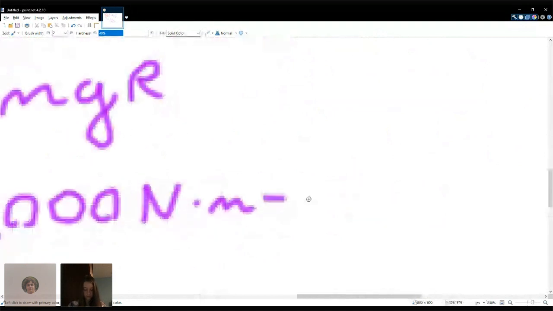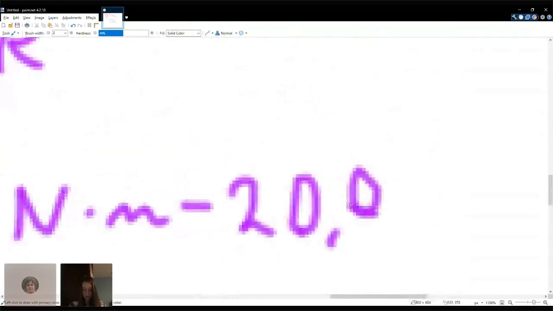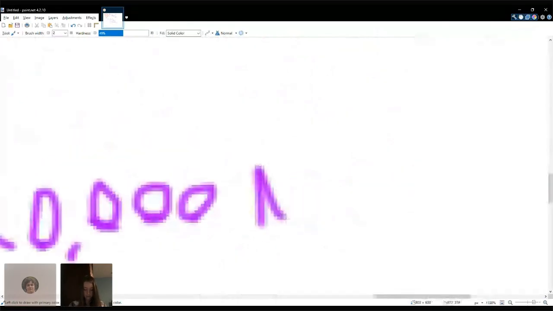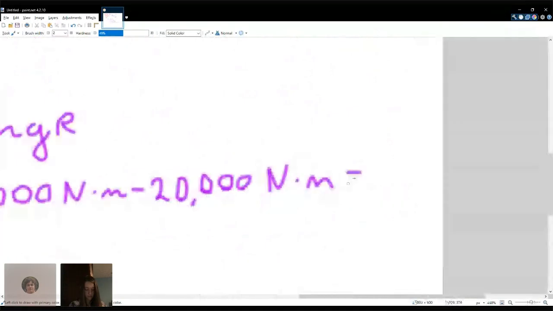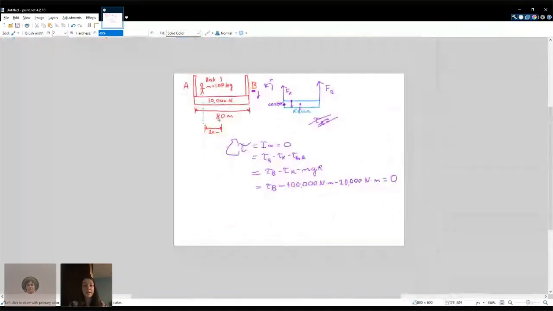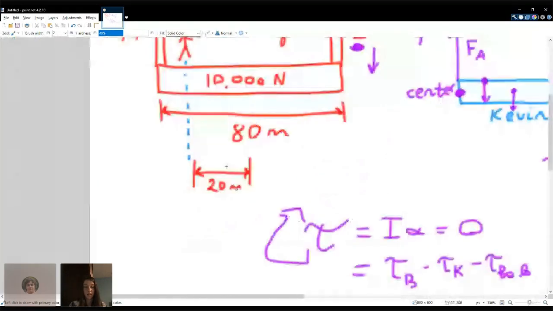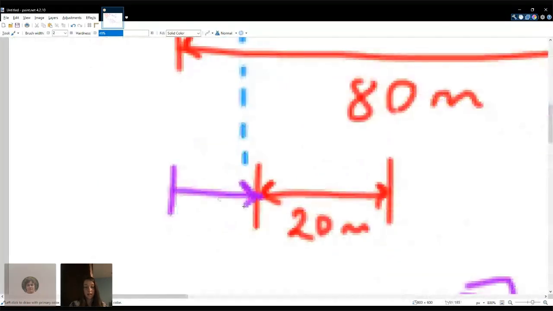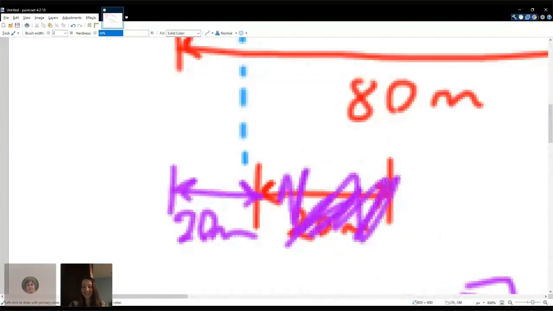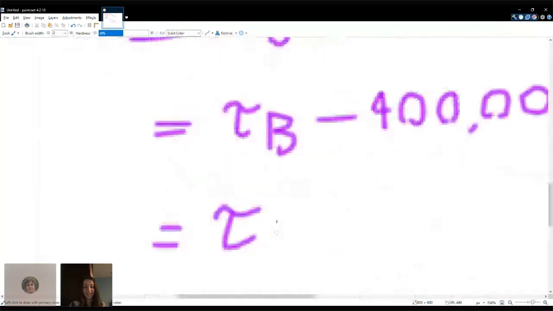And then you said the torque for Bob was what? The torque for Bob is 20,000 Newton meters. Okay. First off, you said Bob was 20 meters from pillar A, right? Or Fulcrum A? Yes. Okay, so I need to fix this then. 20 meters. That's wrong. Okay. And then what was the torque from pillar B?